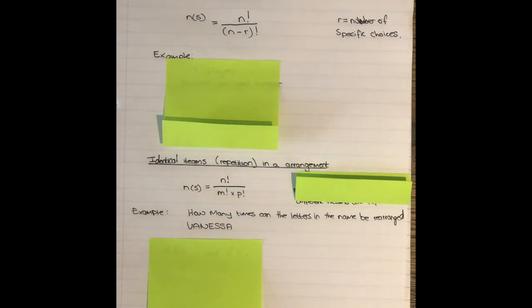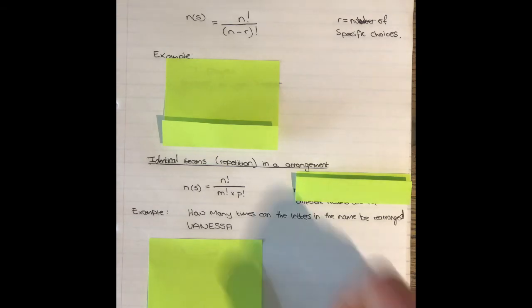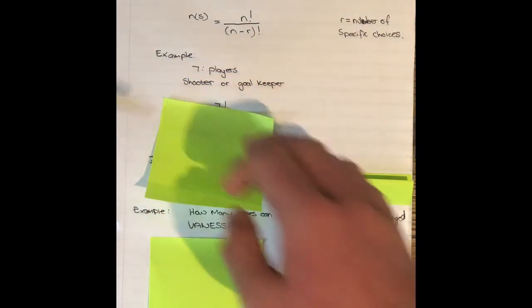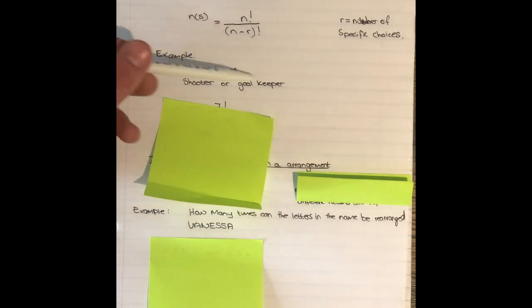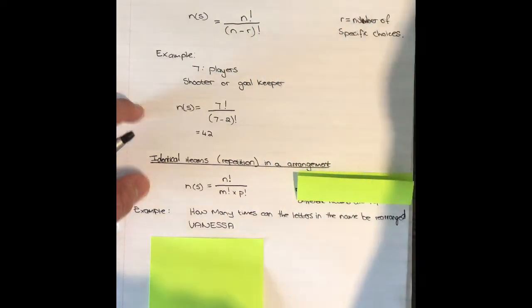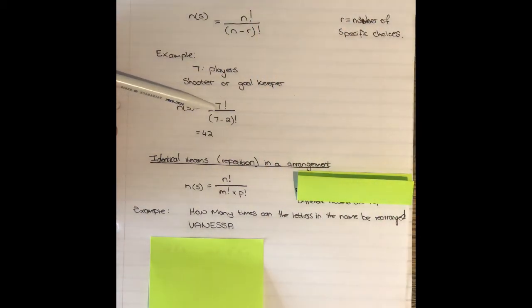How many different options are there? Now, this is a cool piece of exam technique. We write everything as so. We have 7 players, shooter or goalkeeper. That's 2, right? So, then we'll have 7 factorial over (7 minus 2) factorial, and as you can see, we'll get 42.